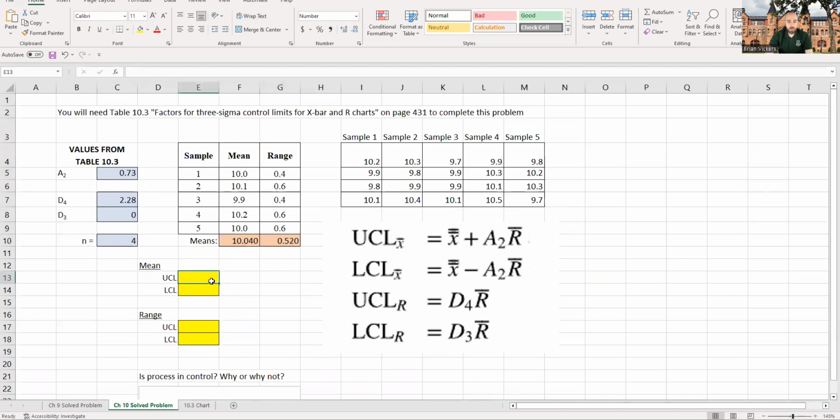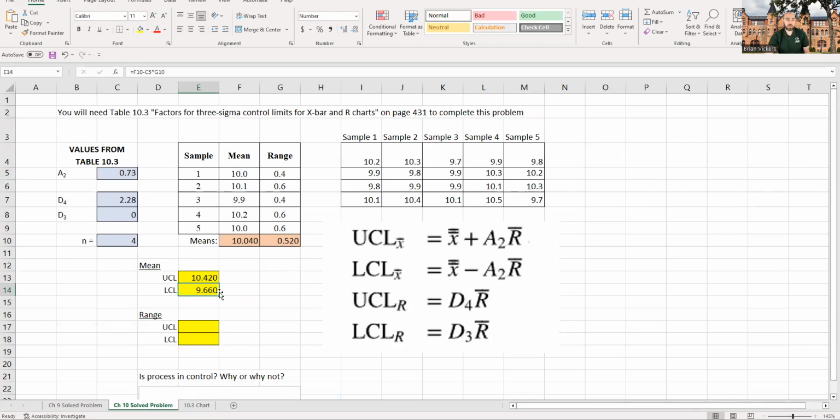So that formula is going to be equal to X double bar plus A2 times the mean of the ranges. Hit enter, and we get 10.420. That's the upper control limit. Now the lower control limit is nearly the same formula, except we subtract from it instead of add to it. So the mean of our means minus A2 times our range, and we get 9.60.